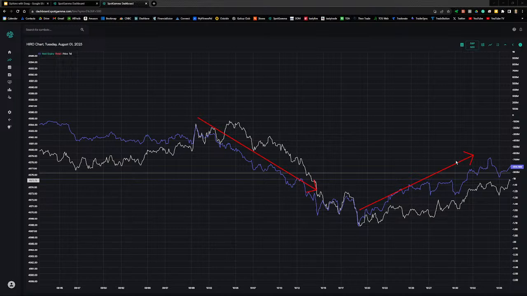Quick drop, and then as options traders are taking negative delta positions, options traders quickly come in and start taking positive delta positions as price moves lower and price reverses higher.